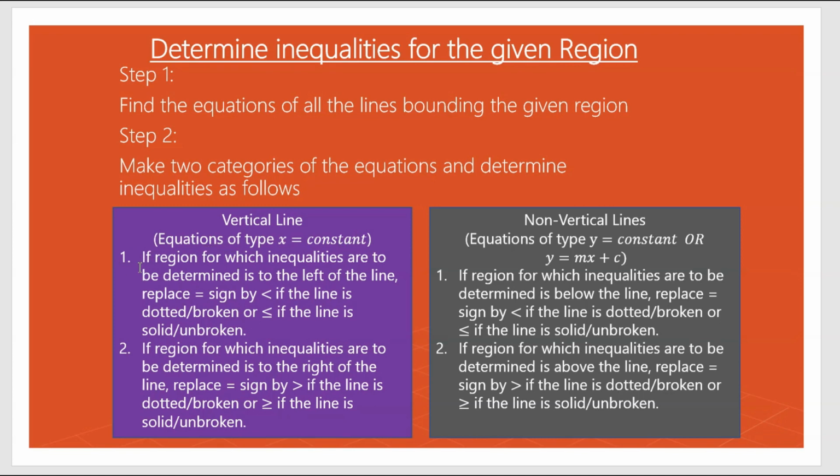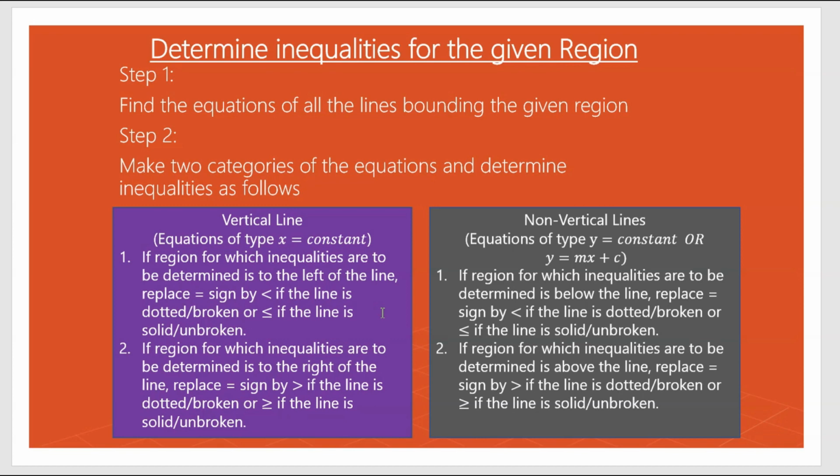So for vertical lines, if your region for which the inequalities are to be determined is to the left of the line, then in the equation you replace the equal to sign by less than if your line is dotted or broken, and you replace it by less than or equal to if your line is solid or unbroken. So this is the point.